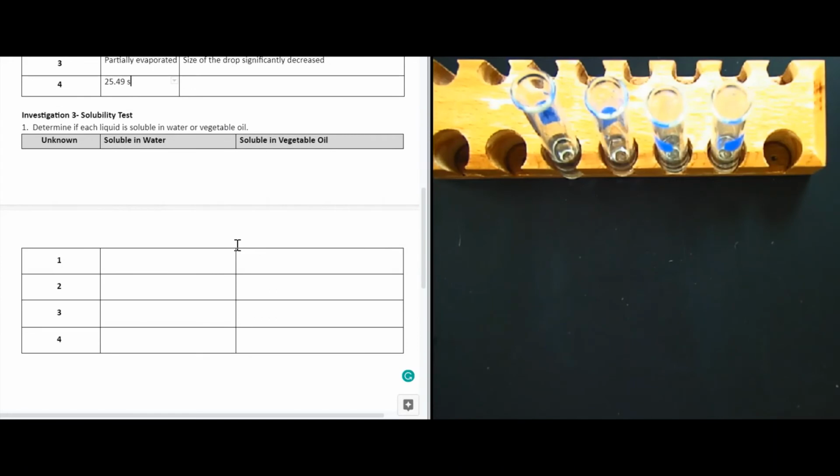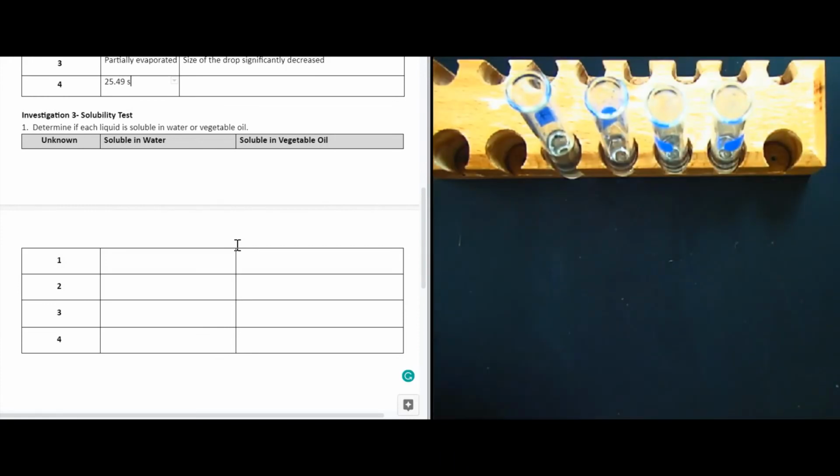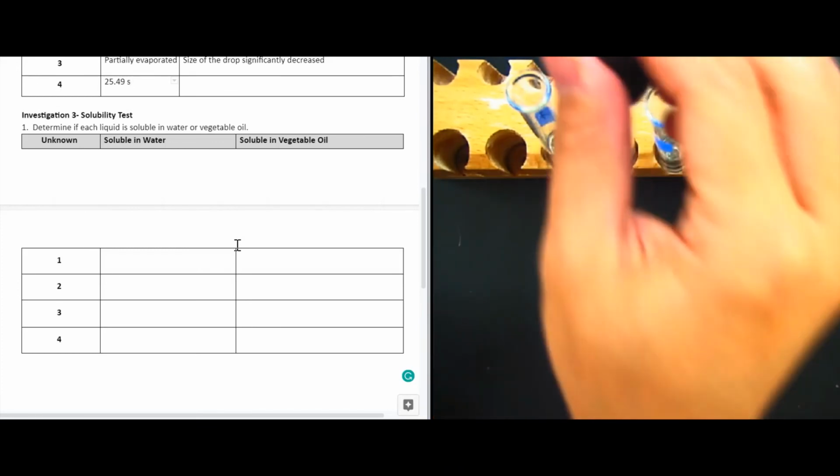So the next test that we're going to do is solubility in water. So I'm going to place a little bit of each unknown into each of these test tubes. And then we are going to see if they are soluble or insoluble in water.